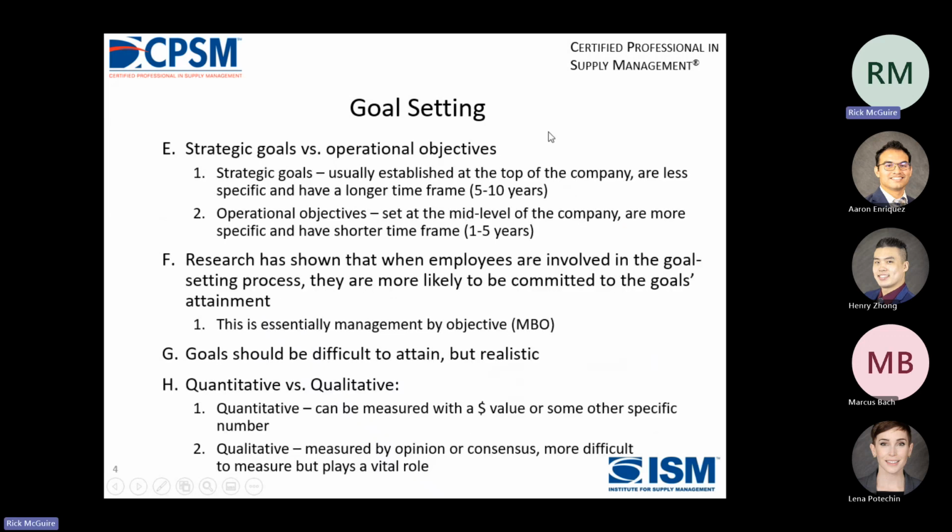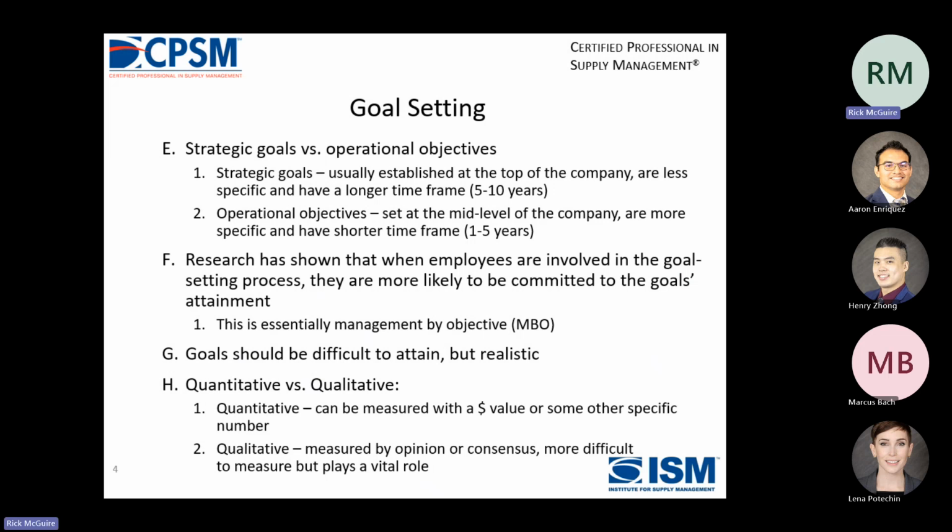And then strategic goals versus operational objectives. Strategy is usually 5 to 10 years. Operational is usually 1 to 5 years. Strategic goals, usually at the top of the company, are less specific and have longer time frames. Operational activities are usually set by the mid-level of the company, and are more specific and have shorter time frames, 1 to 5 years.